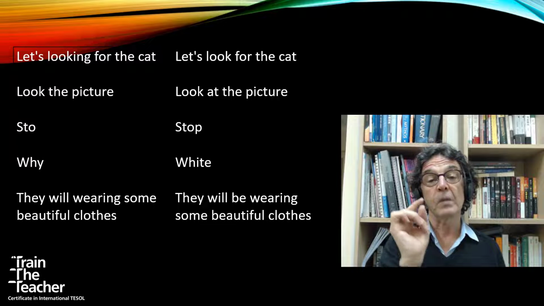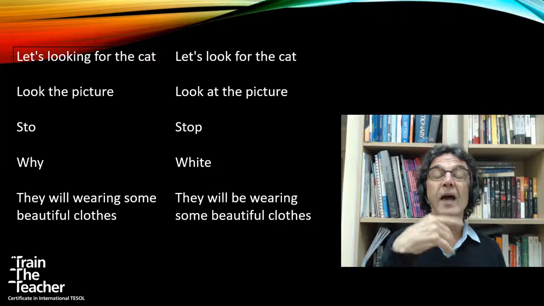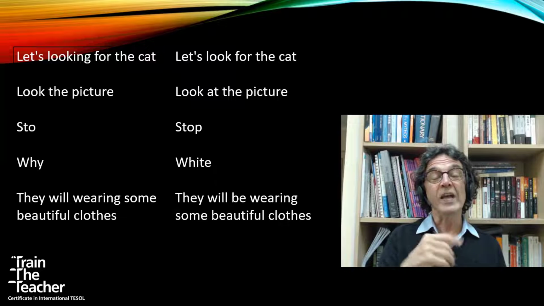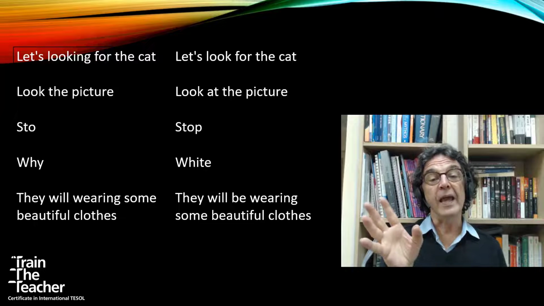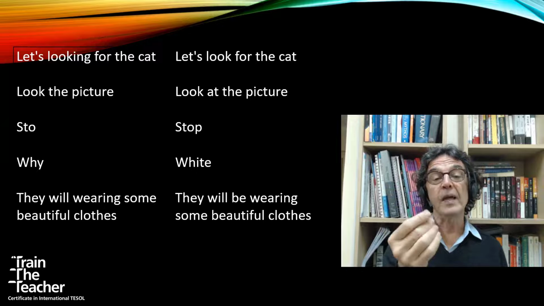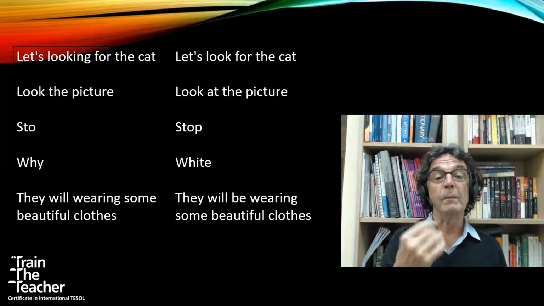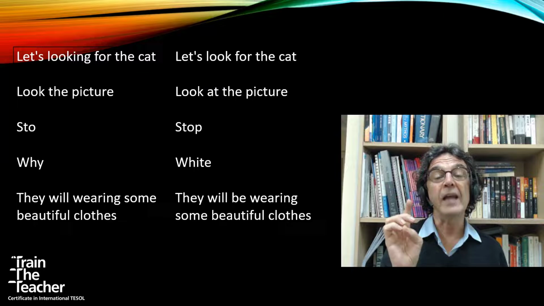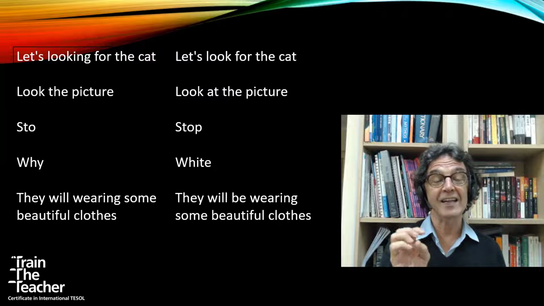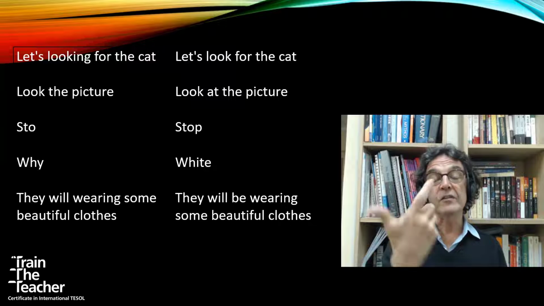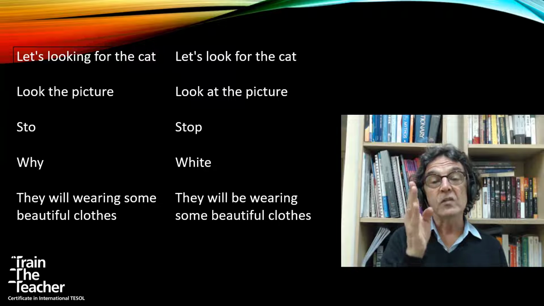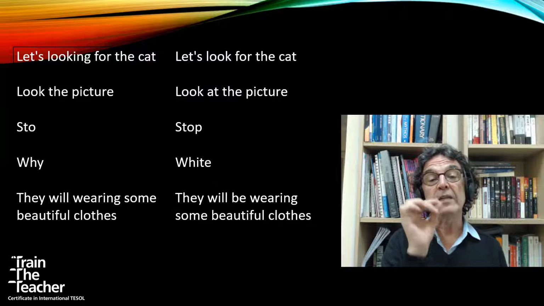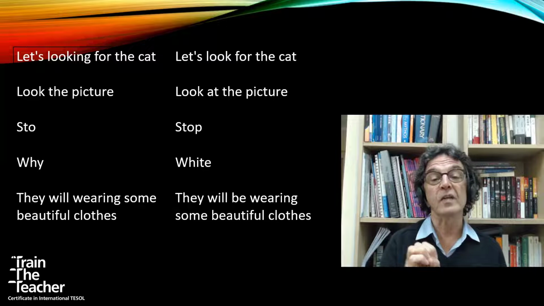Some other common ones here, both stop and why. And you know already that we have that tendency, or there is that tendency, to drop the end consonant. And when you drop the end consonant, of course, then the word meaning becomes unclear. So why does not sound anything like white. So we just need to remind our colleagues to make sure that they're pronouncing the last consonant in a sound.